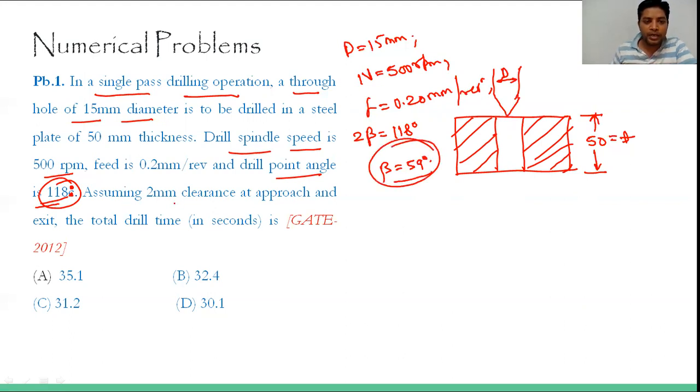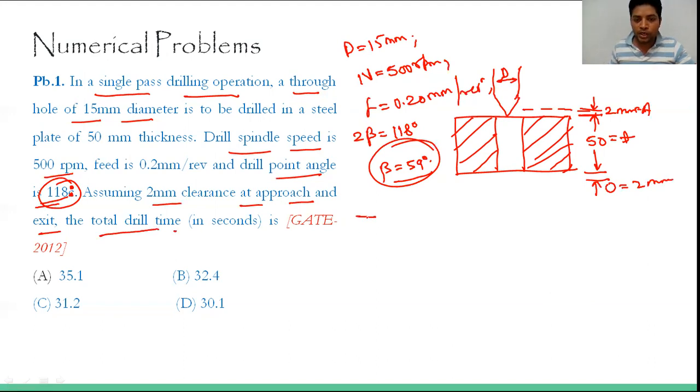Next is assuming 2 mm clearance at approach and exit. So that means the approach, and see here I have touched it, but try to assume that this 2 mm approach is there. Okay, this is A, and over travel is also given, this is O, that is 2 mm. Now what we have to find out is the total drill time. So total drill time will be equal to L plus approach plus T plus over travel upon F into N.